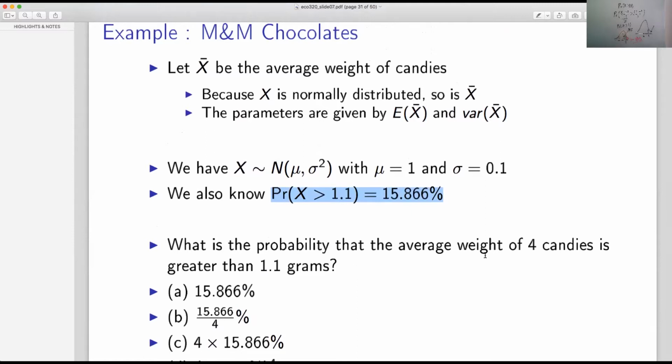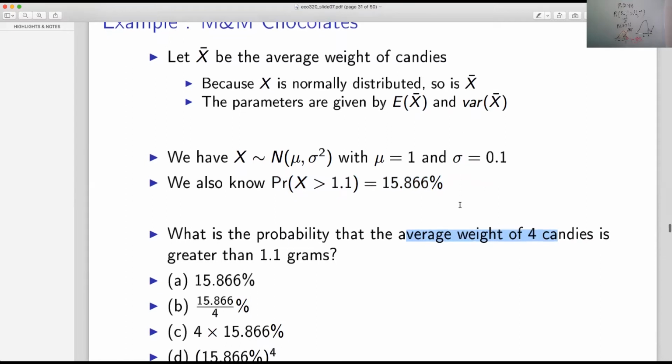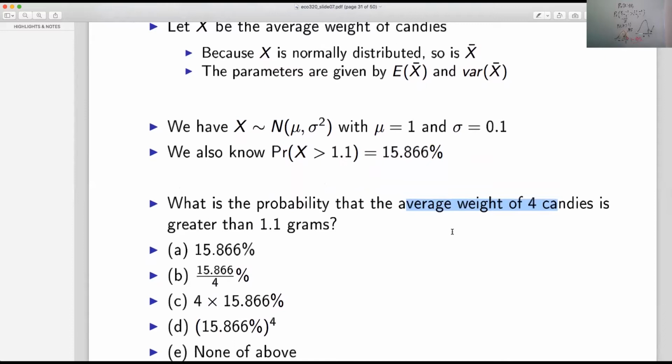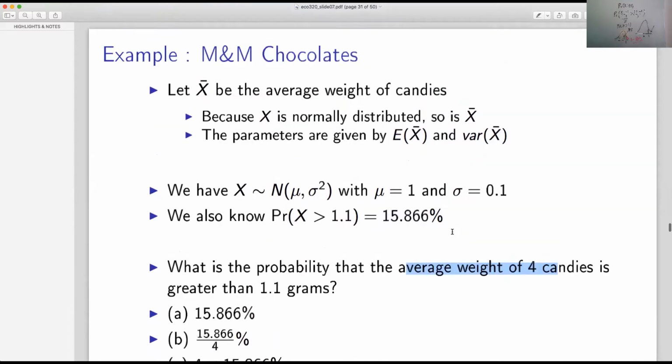Oh, this is a very important distinction. I was talking about the probability that a candy, just 1 candy, is greater than 1.1, but now we are talking about the average weight of 4 candies greater than 1.1. This is a very important distinction. I cannot emphasize enough how important the difference is. So make sure you are working on that. I will explain in detail, but please try to do this yourself and I will reveal the answer, okay?